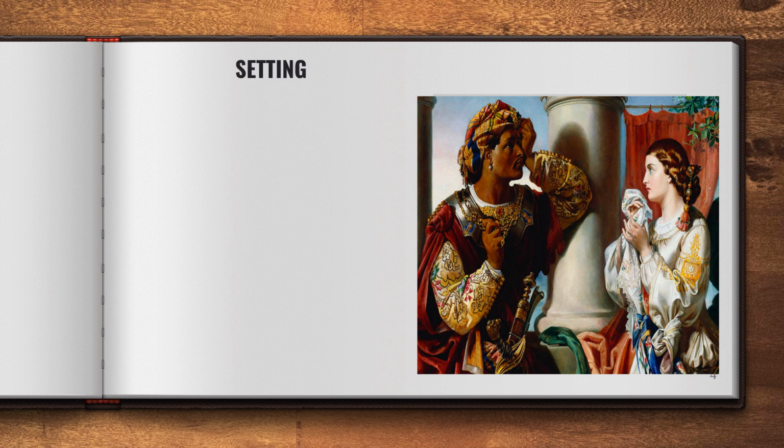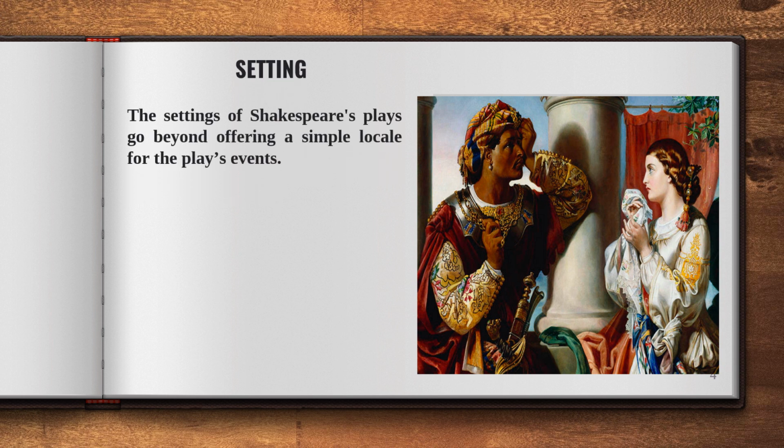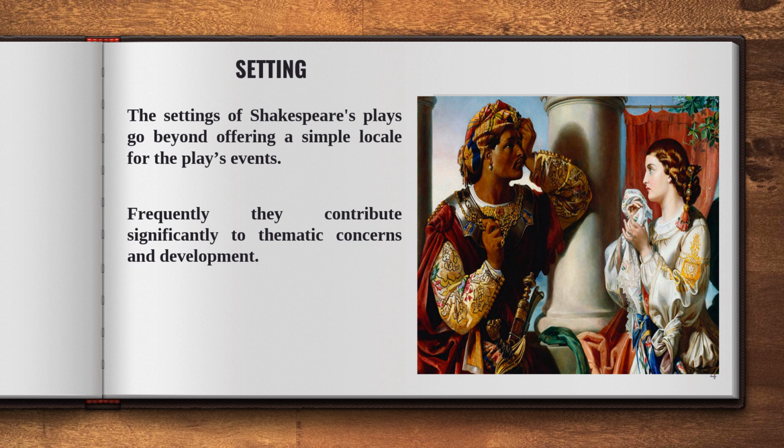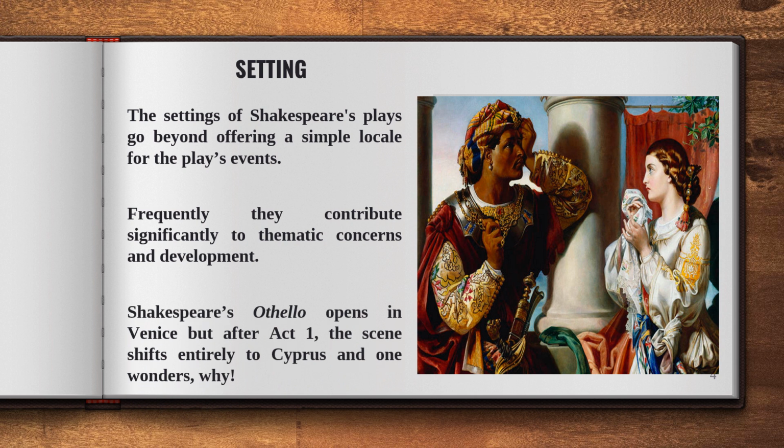The setting of Shakespeare's plays. The settings of Shakespeare's plays go beyond offering a simple locale for the play's events. Frequently, they contribute significantly to thematic concerns and development. Shakespeare's Othello opens in Venice, but after Act 1, the scene shifts entirely to Cyprus, and one wonders why.